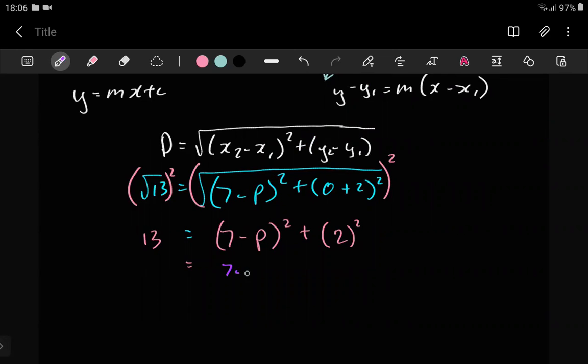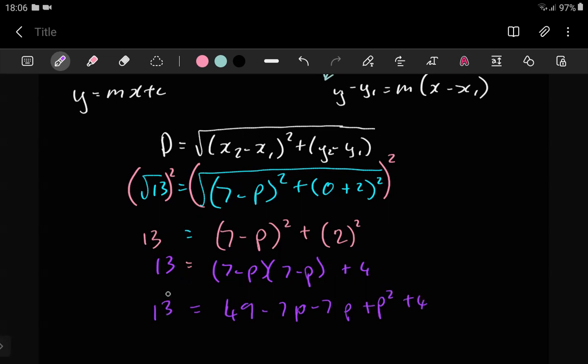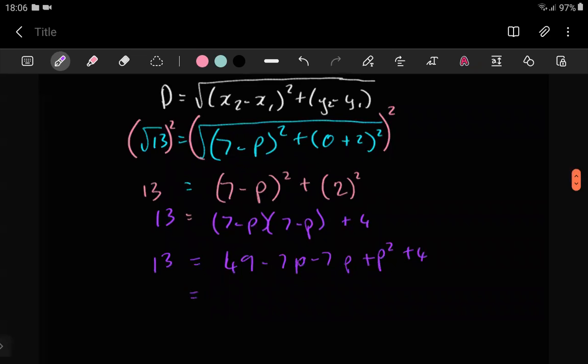So this is 7 minus p, and then another 7 minus p. This is equal to 13. This is 49 minus 7p minus 7p as well, plus p squared. And remember, if I write down anything that's a bit weird, just let me know so that we can fix it. So let's put this in standard form. This is going to be p squared minus 14p here. So here it's going to be 49 plus 4, which is 53. 53 minus the 13 gives us a 40.